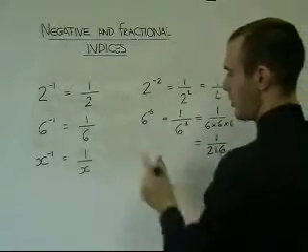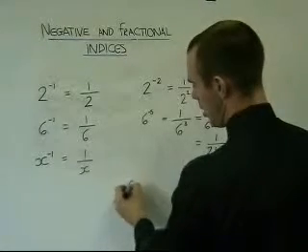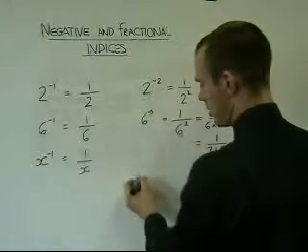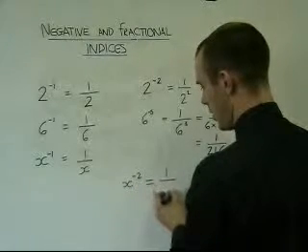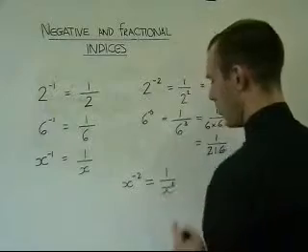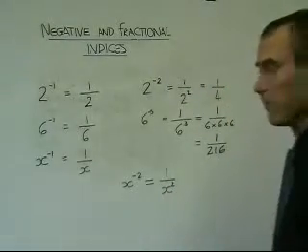Same kind of thing here. If we have x to the power of minus 2, we write this as 1 over x squared. Can't do any more to that, so we leave it how it is.